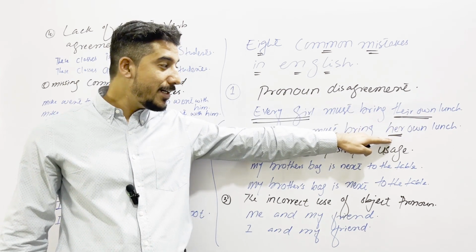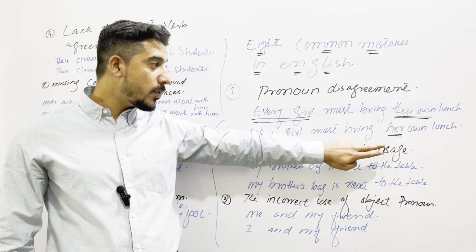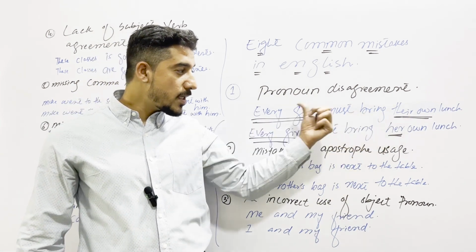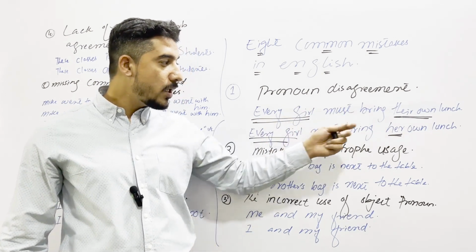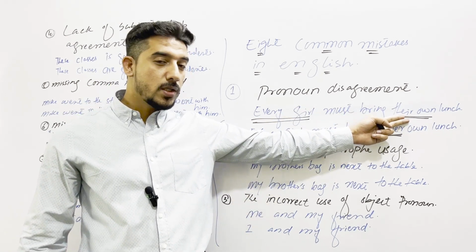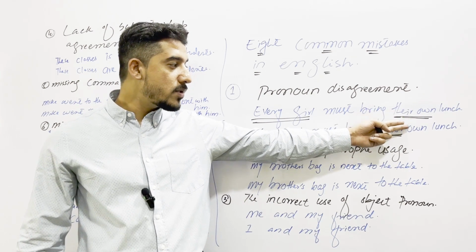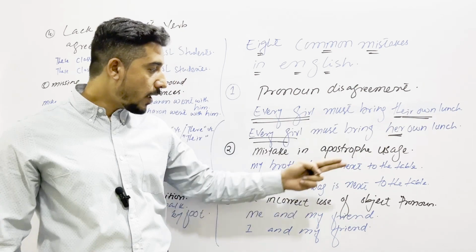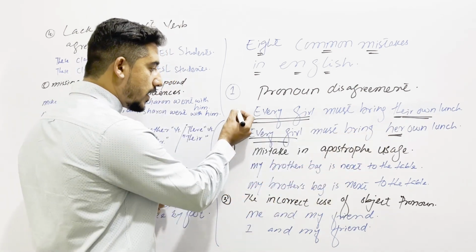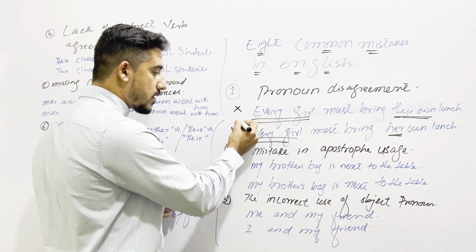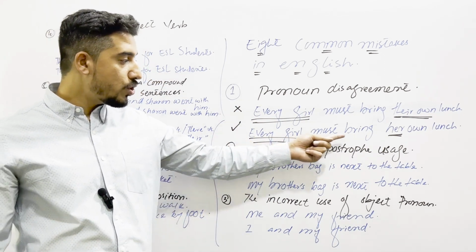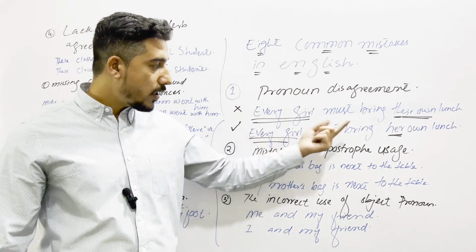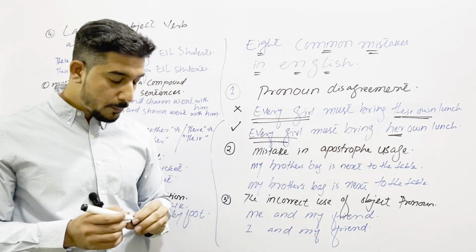It is really important to know that instead of their in this sentence we are using her, so that could make pronoun agreement. Pronoun disagreement means that when the subject is singular, the pronoun must not be plural. It should also be singular, like it is used here. So this statement is incorrect and this is correct. That is how we should use pronoun, and with appropriate noun we should use pronoun.